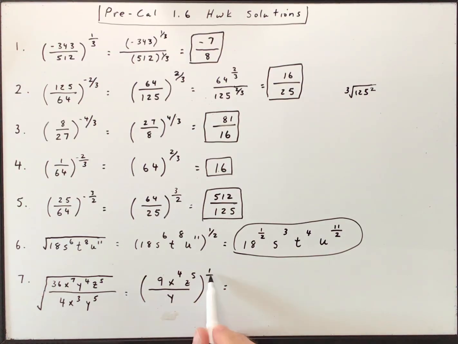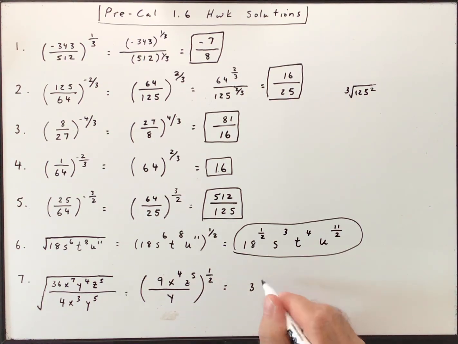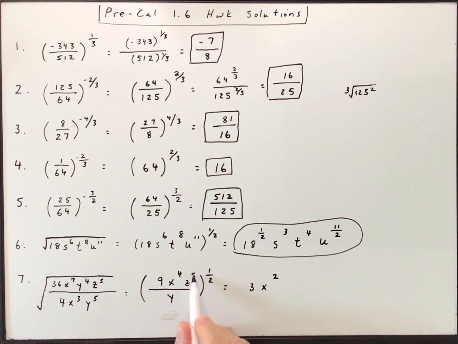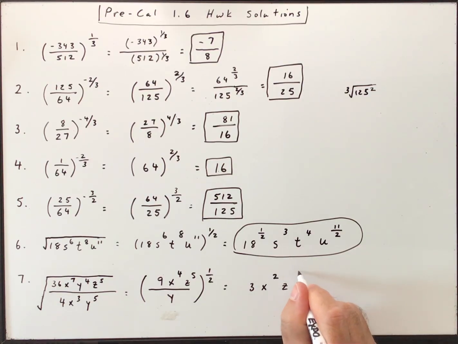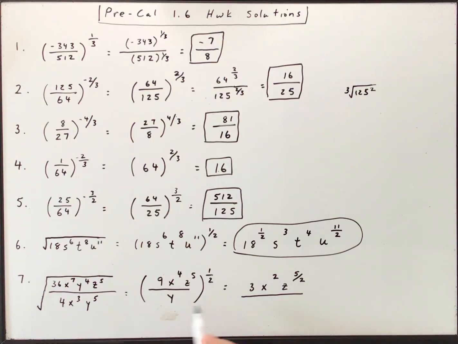So 9 to the 1/2 is the same as the square root of 9, which is 3. X to the 4th to the 1/2, 4 times 1/2 is 2, so that's going to be x squared. Z to the 5th to the 1/2, that's going to be z to the 5/2. And then on the bottom, we've got to raise that y to the 1/2 power also. So y to the 1/2.